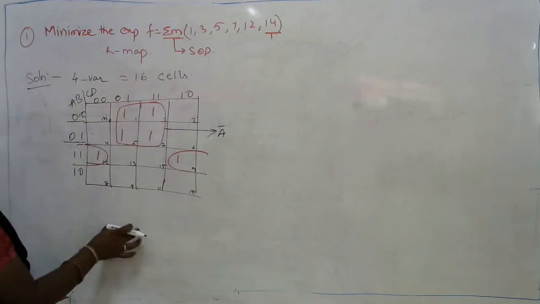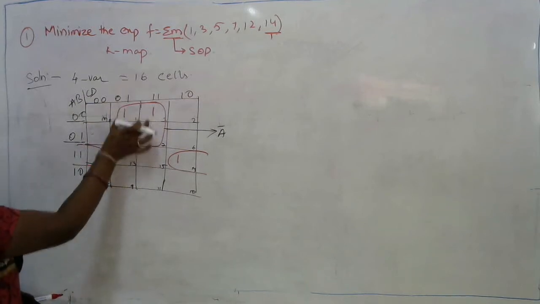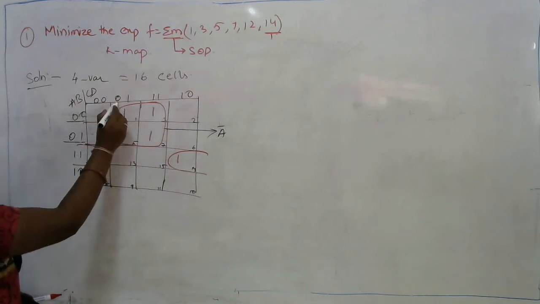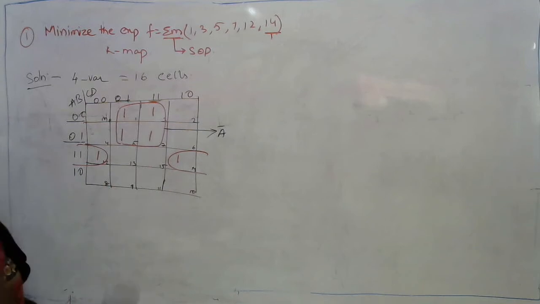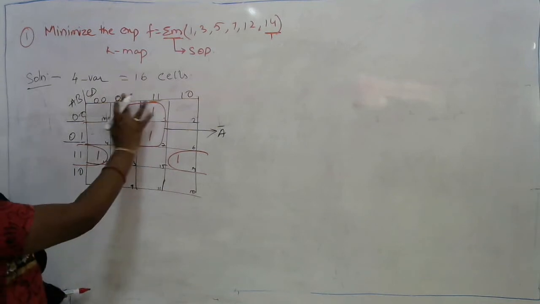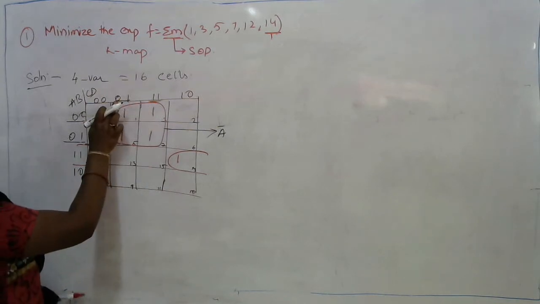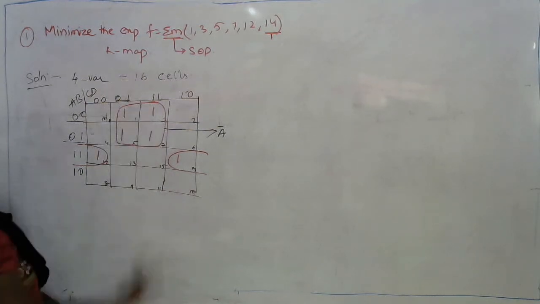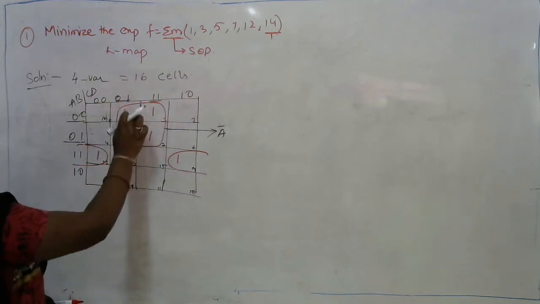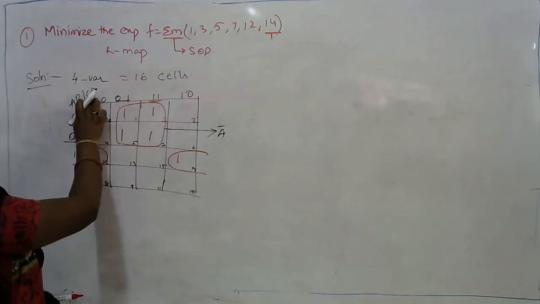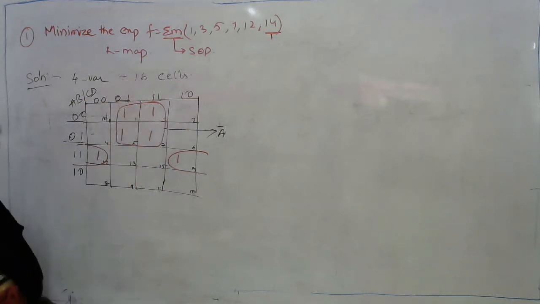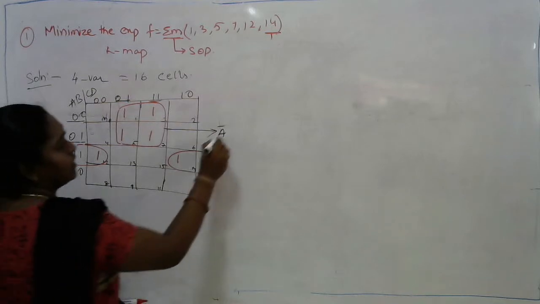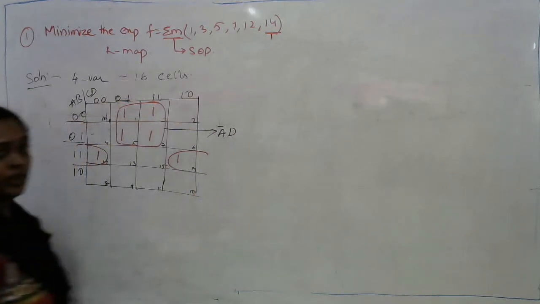I need to check for the column. These 4 cells are present in 2 columns. The corresponding columns are 0, 1 and 1, 1. The first variable, that is c, is having 1 time 0 and 1 time 1. So c will be cancelled out, left over with d. Under d the corresponding constant is 1. So the expression is a bar d.